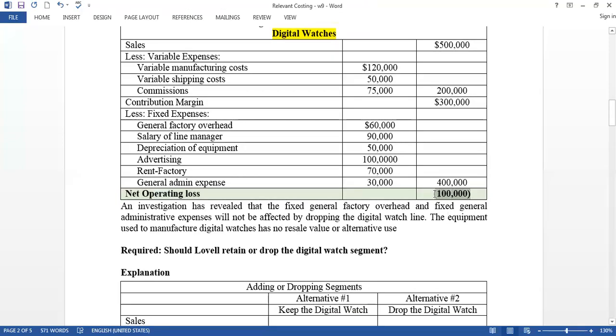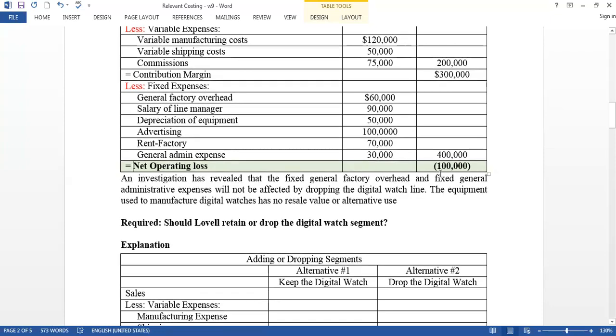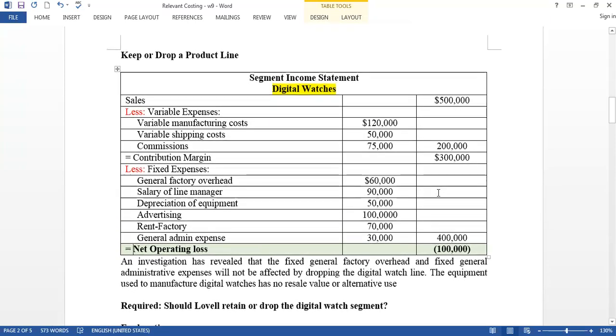And how to calculate this loss? You already learned this. Sales minus variable cost equals contribution margin. You know that, right? Contribution margin minus fixed cost equals net operating income or loss, right? So this company incurs a loss. Now the question is, as they incur a loss for several years, whether they will continue to produce digital watch or they are going to stop it.